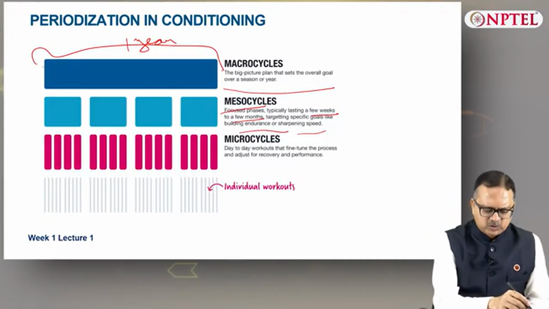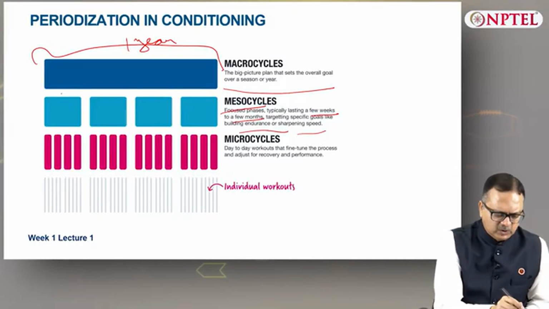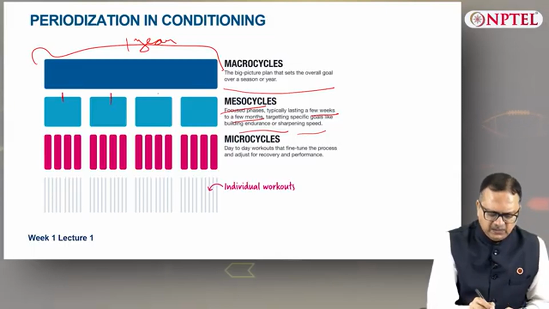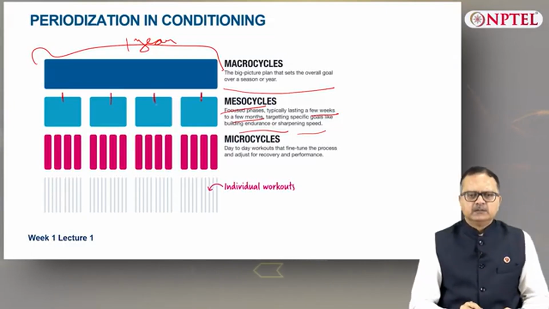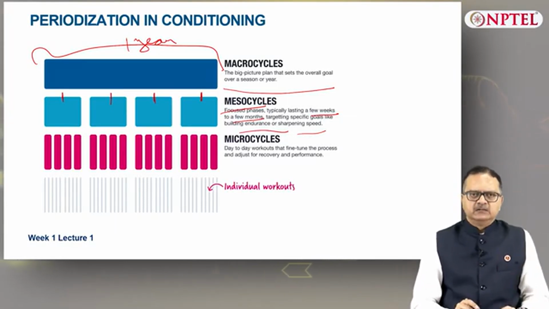For example, this is the macrocycle for the entire year. However, you want your athlete to peak here, peak here, peak for a competition here, and peak for a competition here. Now, this will depend on your mesocycle design.